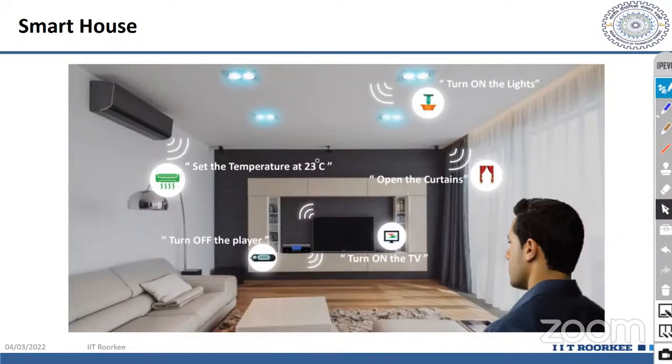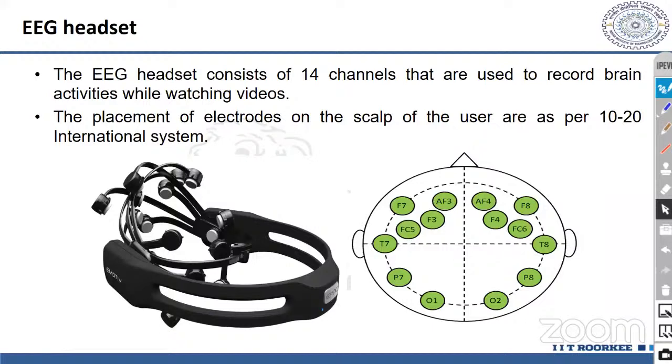For example, we have a device called the electroencephalogram. You might have heard of ECG, the electrocardiograph, which is for the heart. And to get the signal from the brain, we have the device called EEG, electroencephalogram.